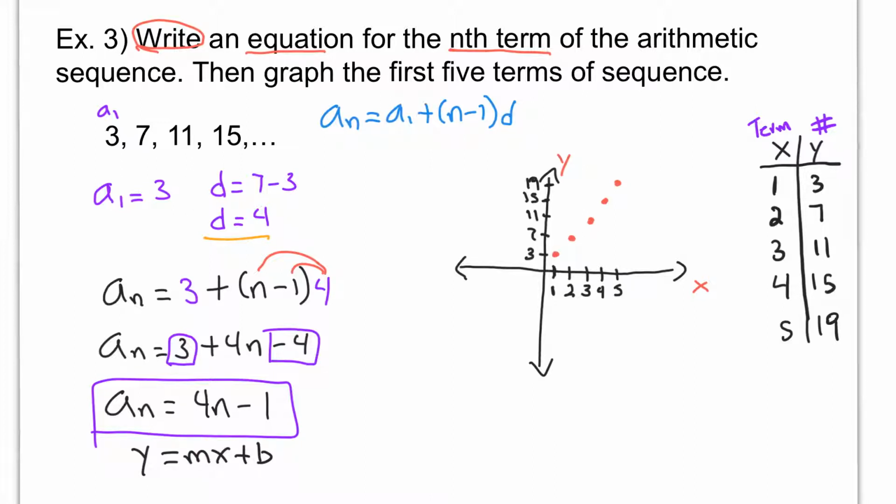So first of all, you guys need to find the equation. And using the equation, you guys can find any term in that sequence. And you guys can also graph your numbers, your actual sequence.